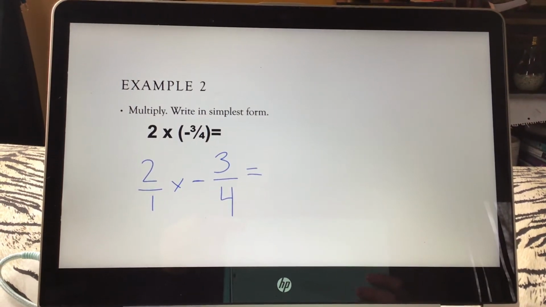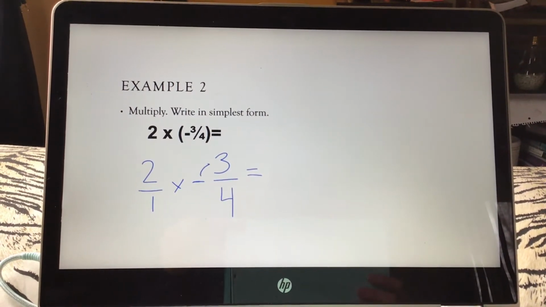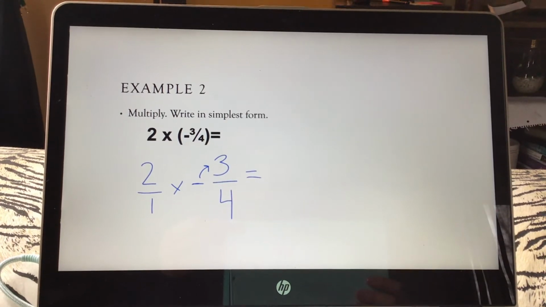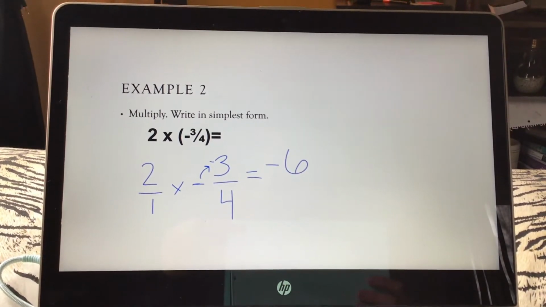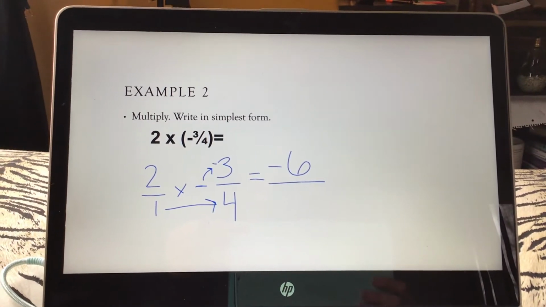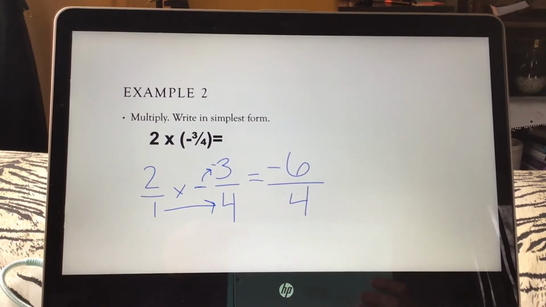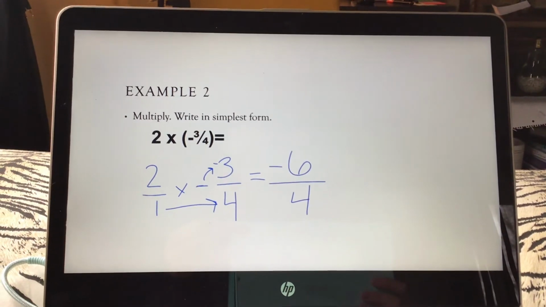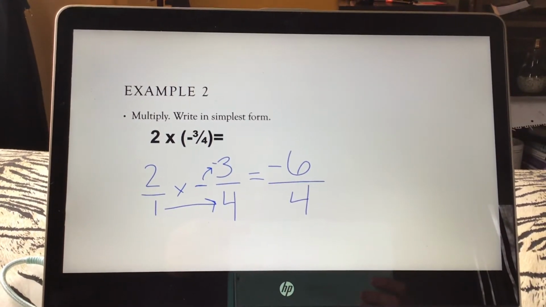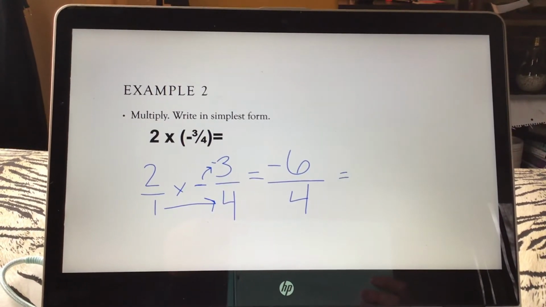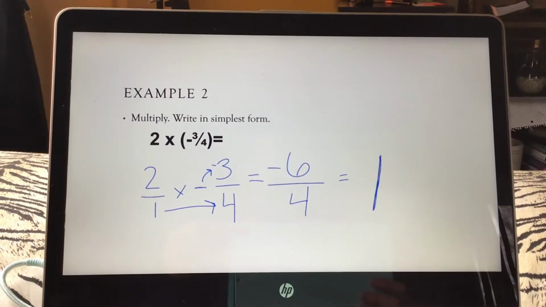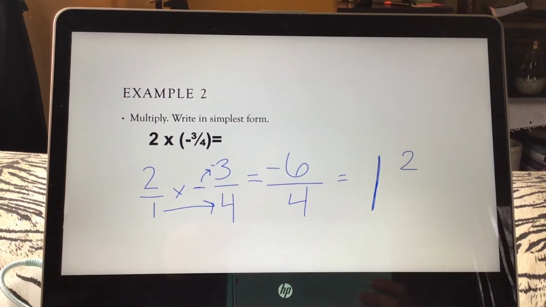Okay, let's multiply the numerators. We can put this negative on our top 3, so it's a -3. 2 times -3, we're going to get -6. There's no sign change there. Then we take our 1 times 4, and that'll be 4. Next step, simplify. We are not done. How many 4s can go into 6? 1, and we are left with 2 over 4.